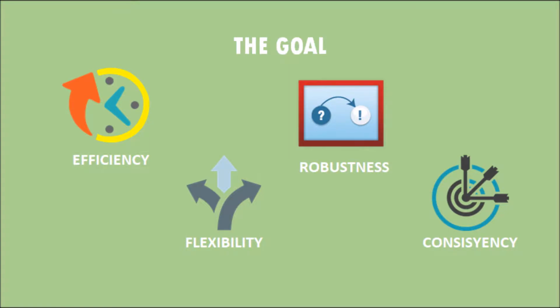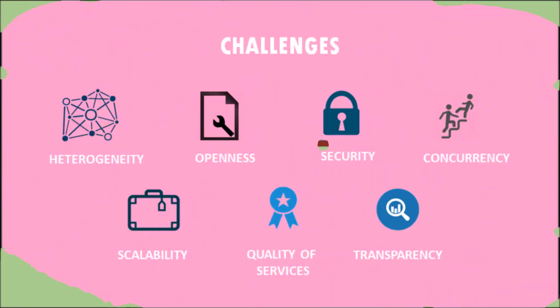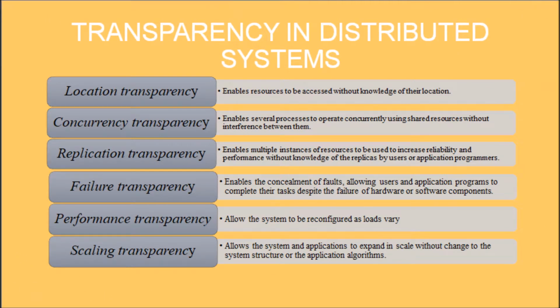The first one is efficiency, the second one is flexibility, the third one is robustness, and the last one is consistency. The challenges of distributed systems are heterogeneity, openness, security, concurrency, transparency, quality of service, and scalability. Now let's talk about transparency in distributed systems.